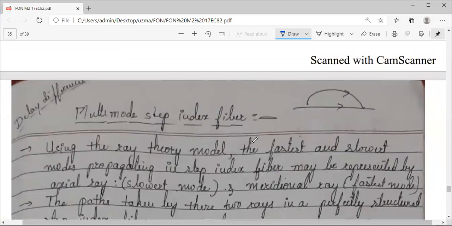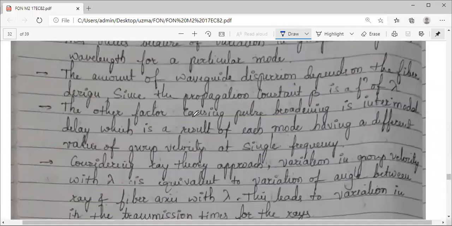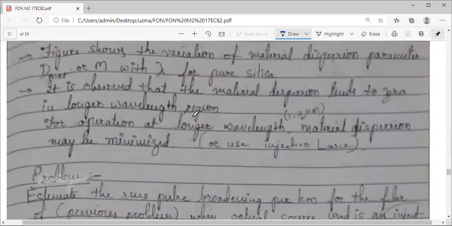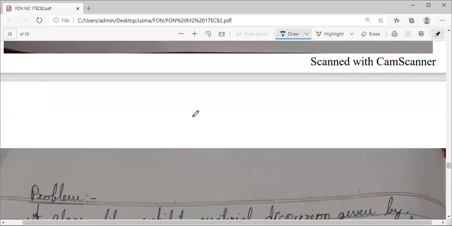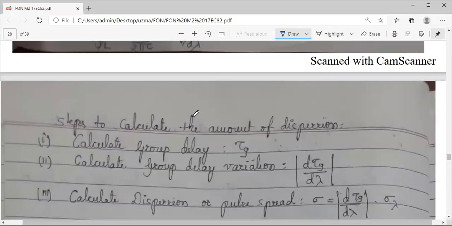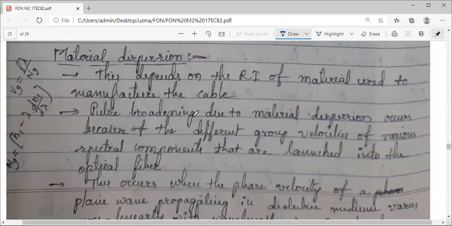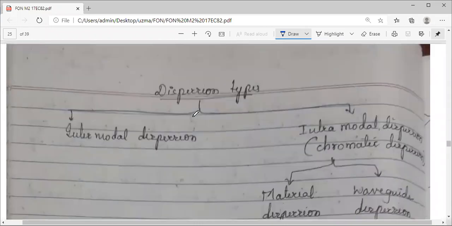Coming to today's topic, it is a multi-mode step index fiber. Again, I'm trying to connect this topic with the previous one; this is again in the dispersion concept only. So if we compare the three different figures which we discussed when we started with the dispersion concept, I have taken three comparative figures analyzing in which dispersion will be more. Those three figures I can make use of as a reference.